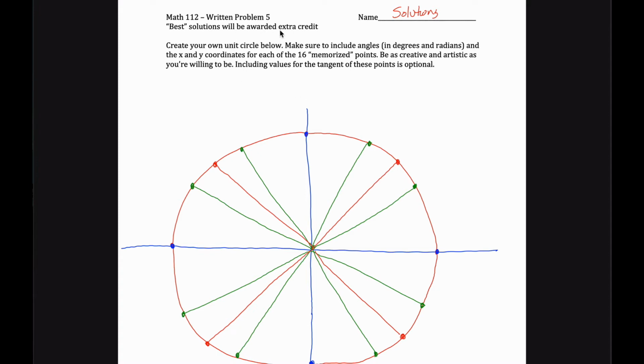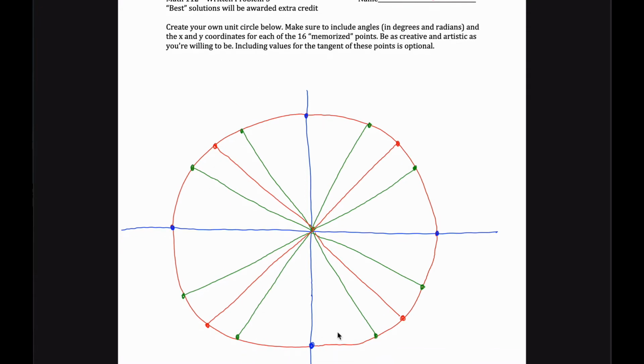All right, solutions for written problem 5. So this one, not a whole lot of creativity going on here. All that you are asked to do is create your own unit circle. And by a unit circle, what I mean is something kind of like what you see pictured down below, with 16 special, for lack of a better word, points.